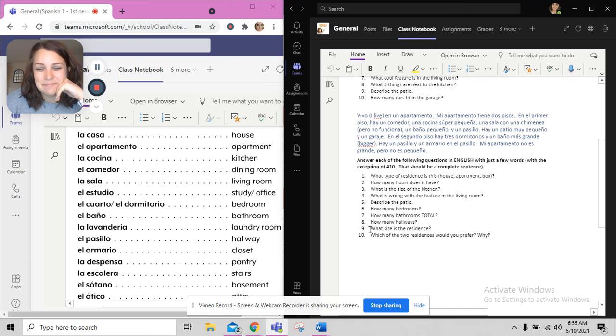All right, number 9 says what size is the residence? Okay, so the last line says mi apartamento no es grande, pero no es pequeño. So make of that what you will. Like what word would you use to describe that? All right. And question number 10 says which of the 2 residences would you prefer and why?